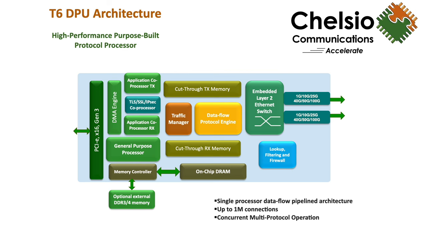Along with the two ports that are capable of running at 1, 10, 25, 40, 50, and 100 gig, the chip has an embedded layer 2 switch that is instrumental in the ability to support SRIOV. The ASIC also supports a TCP offload engine, or TOE, along with an onboard crypto processor. The interface of the host is a PCIe Gen 3 with 16 lanes.